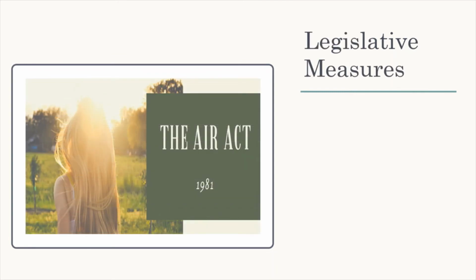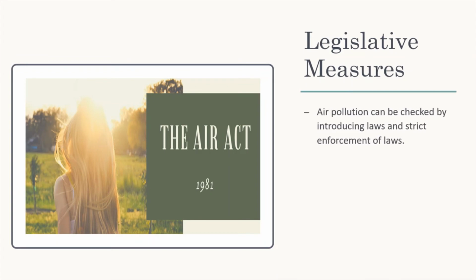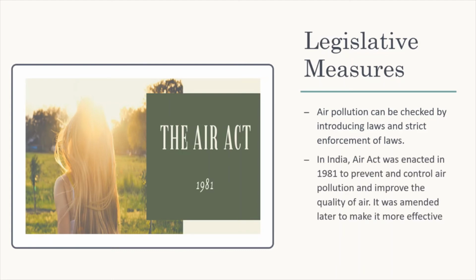Legislative measures. Air pollution can be checked by introducing law and strict enforcement of laws. In India, Air Act was enacted in 1981 to prevent and control air pollution and improve the quality of air. It was amended later to make it more effective.